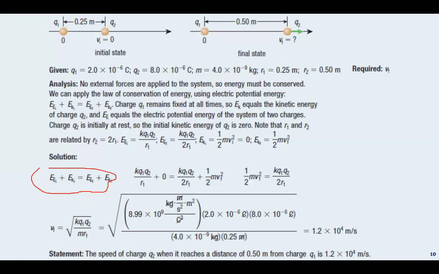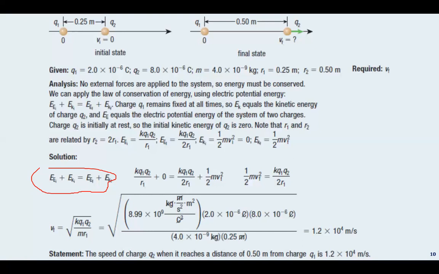In the initial state, we have electric potential energy at initial state, noted by EEI, plus the kinetic energy of the initial state, which is EKI, equals the electric potential energy of the final state, EEF, plus the kinetic energy of the final state, which is denoted by EKF. So use the formulas to substitute both sides. We have a simplified version for VF, which is the square root of KQ1Q2 over MR1.